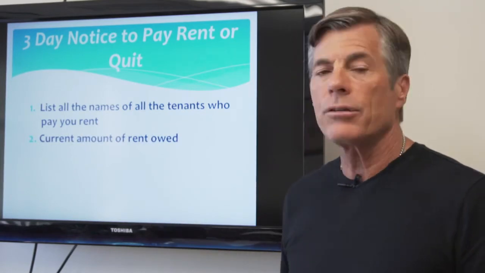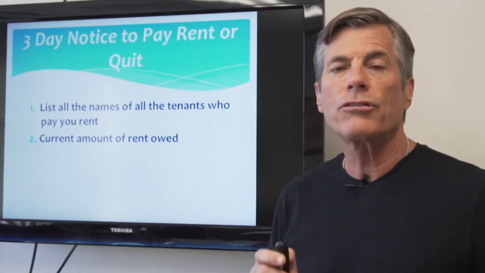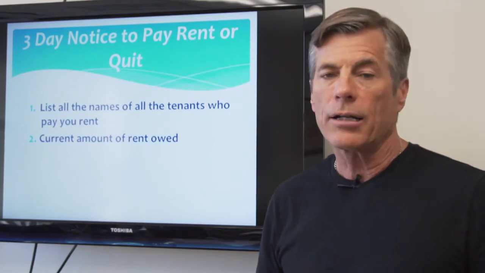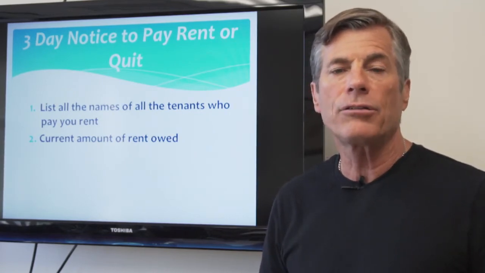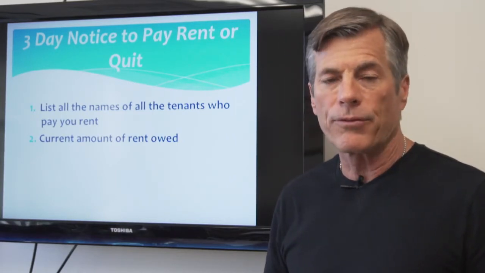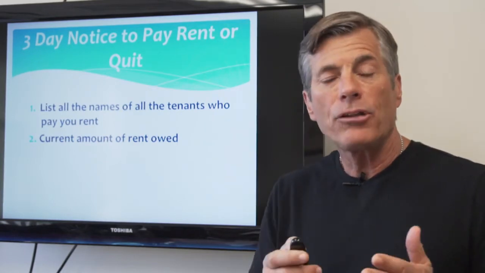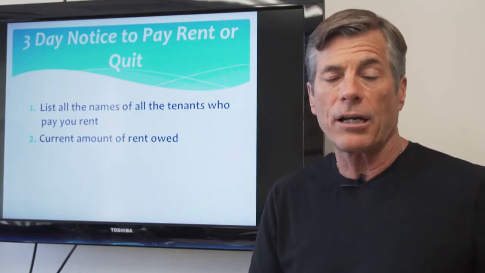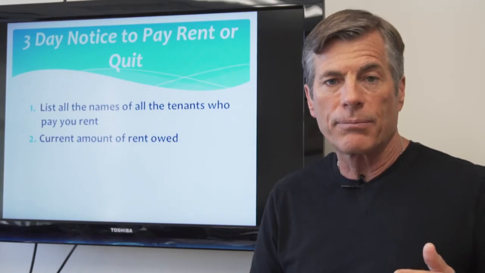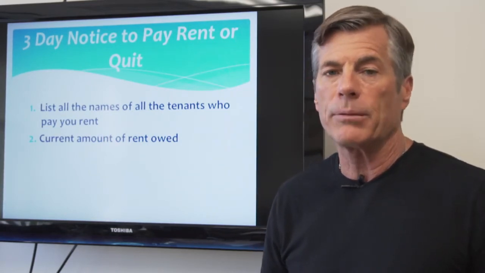And then you're going to put in the current amount of rent owed. Just the rent that's owed. Not a late fee, not utilities, no other types of fees. That's not appropriate for this type of form. So just the rent owed. And if they paid you for, let's say, 50% of the month's rent, well then you're going to put as amount owed the other 50%.